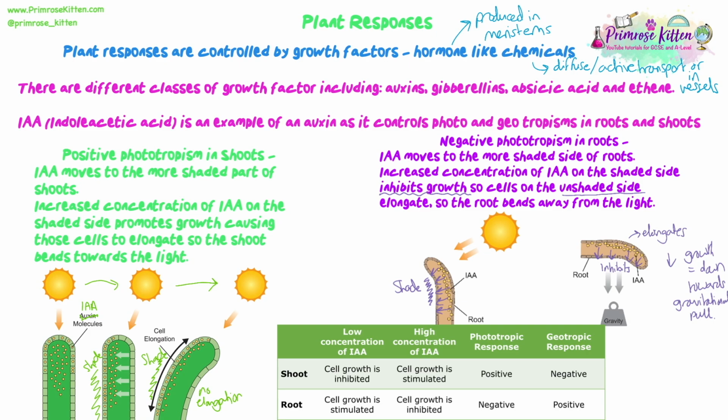In roots, it's the opposite then. In roots where you have a low concentration of IAA, the cell growth is actually encouraged and stimulated, whereas with a high concentration of IAA, cell growth is inhibited. So we get this negative phototropic response, so they're moving in the opposite direction from the shoots. They're going down with the pull of gravity. So it's a negative phototropic response, but a positive geotropic response.